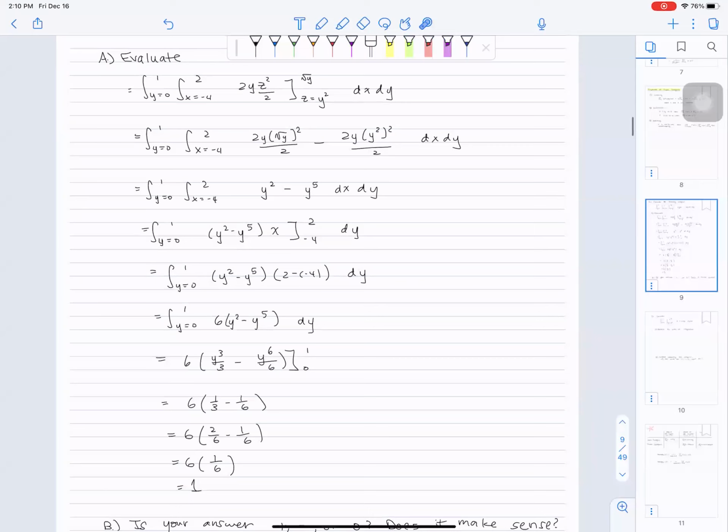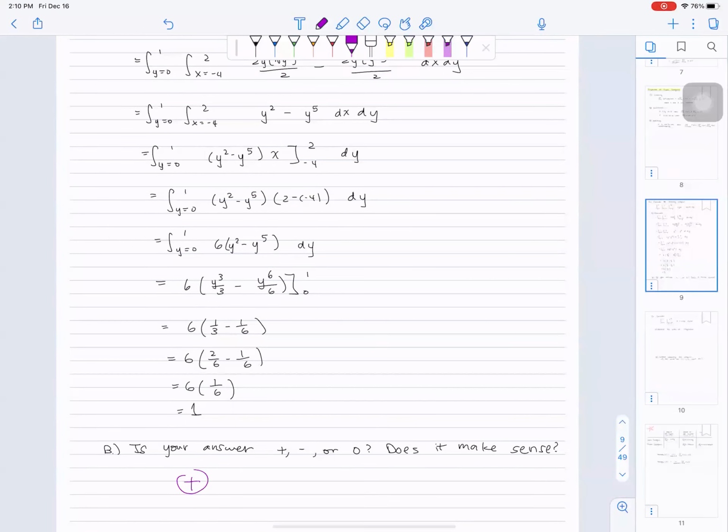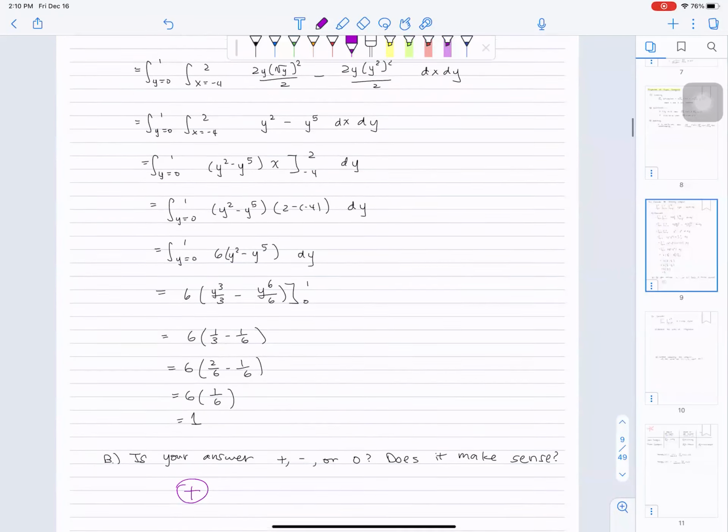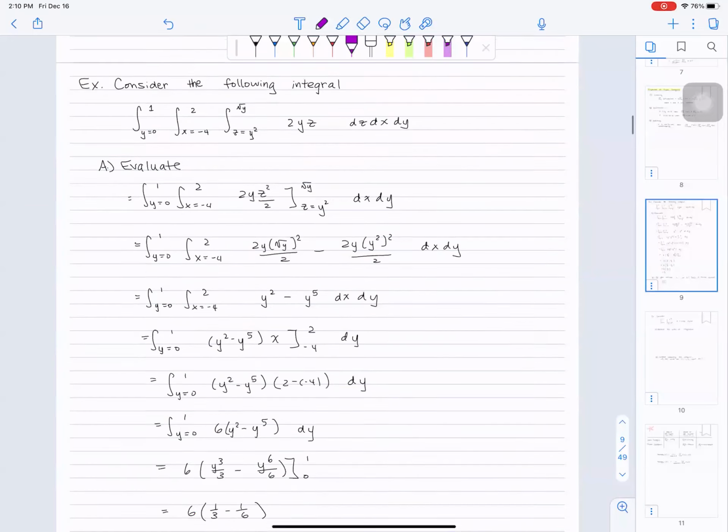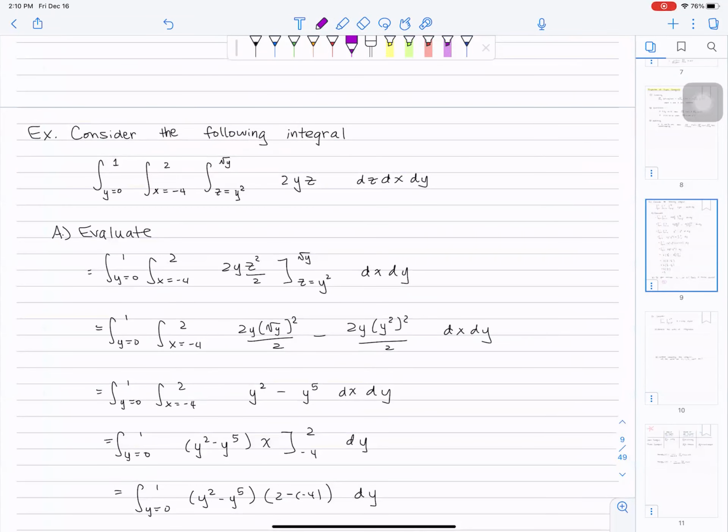Well, for this question, we did all of the integration and we got 1, which is a positive number. So our answer is positive. But why does a positive answer make sense? Let's look back at our integral. The first reason a positive answer makes sense is that the integrand is never negative. So the first thing you want to do is look at the integrand.